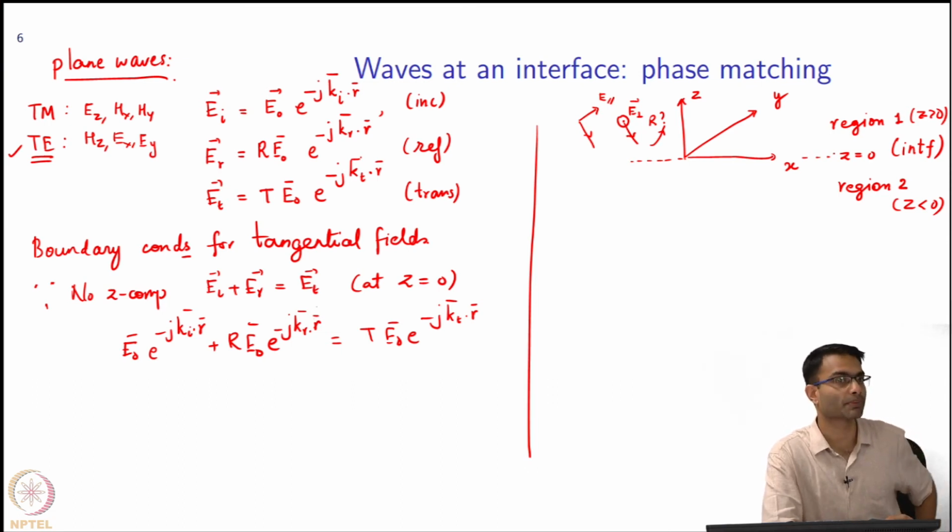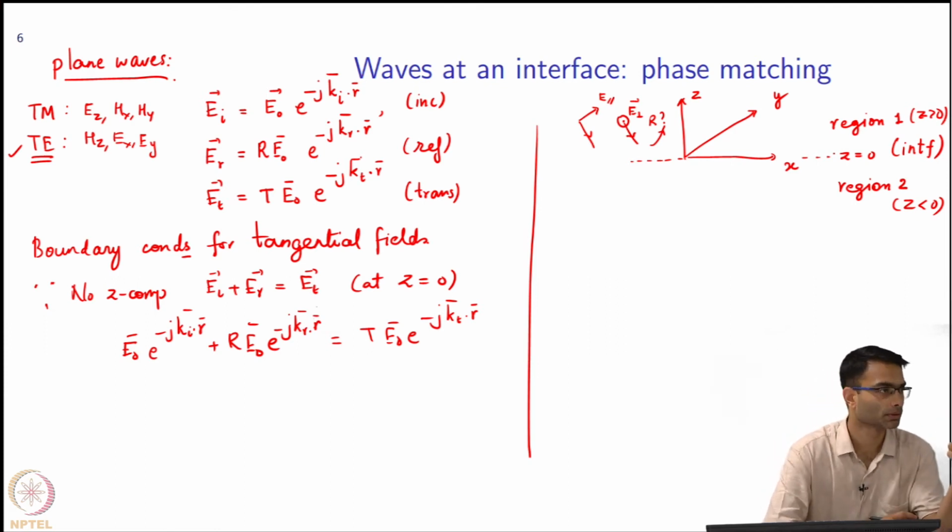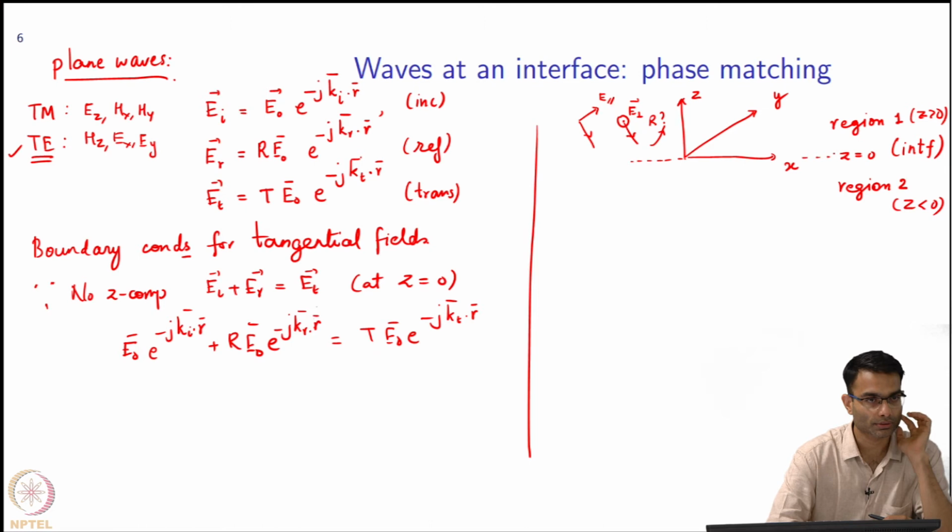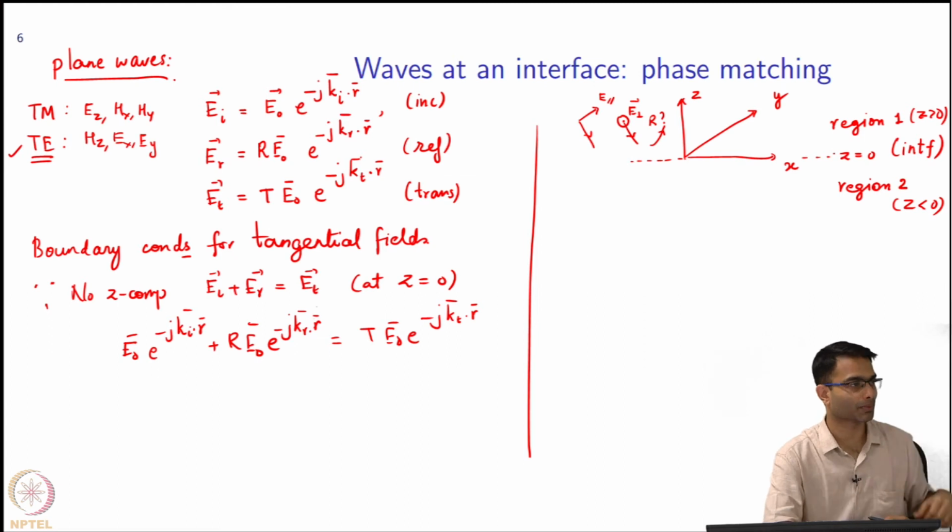So, for example, Ki in general will have x, y, z components. This interface is at z equal to 0. So, k dot r will only have a kx x plus ky y, the z equal to 0 term is gone. So, I cannot actually say anything about the z components. What about the x and y components? What is the mathematical argument or reasoning from here?